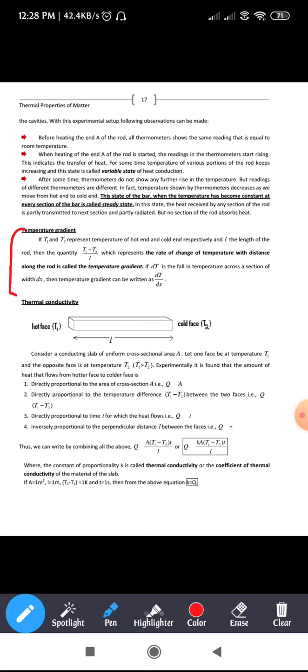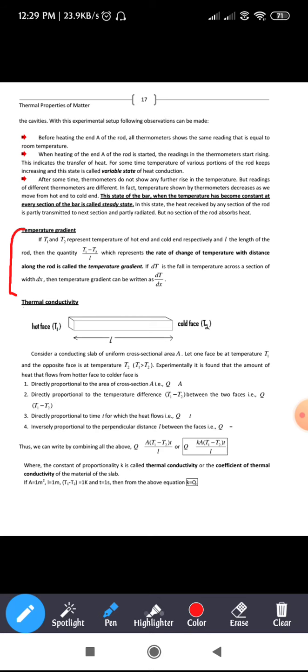If dT is the fall in temperature across a section of width dx, then the temperature gradient can be written as dT by dx. As you know, we have taken a rod here. Let us say that one end of the rod is at higher temperature and the other end of the rod is at lower temperature. The hot face of the rod is denoted by T1 and the cold face of the rod is denoted by T2.